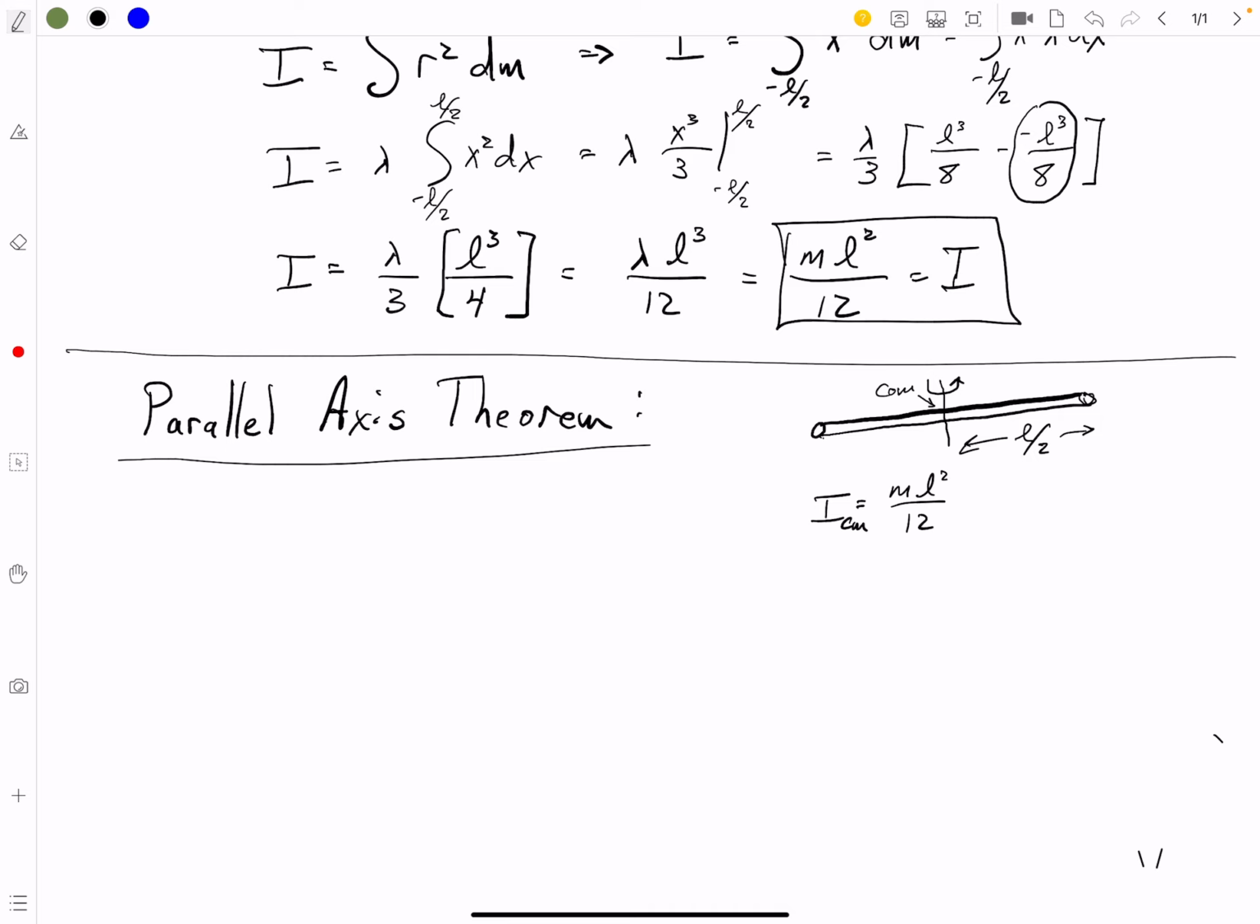However, what if we want to know the moment of inertia about this axis? Let's call this axis 2. And we want to know what the moment of inertia is about axis 2. The parallel axis theorem allows us to do this, as long as we know the moment of inertia for the center of mass. So here's how it works.